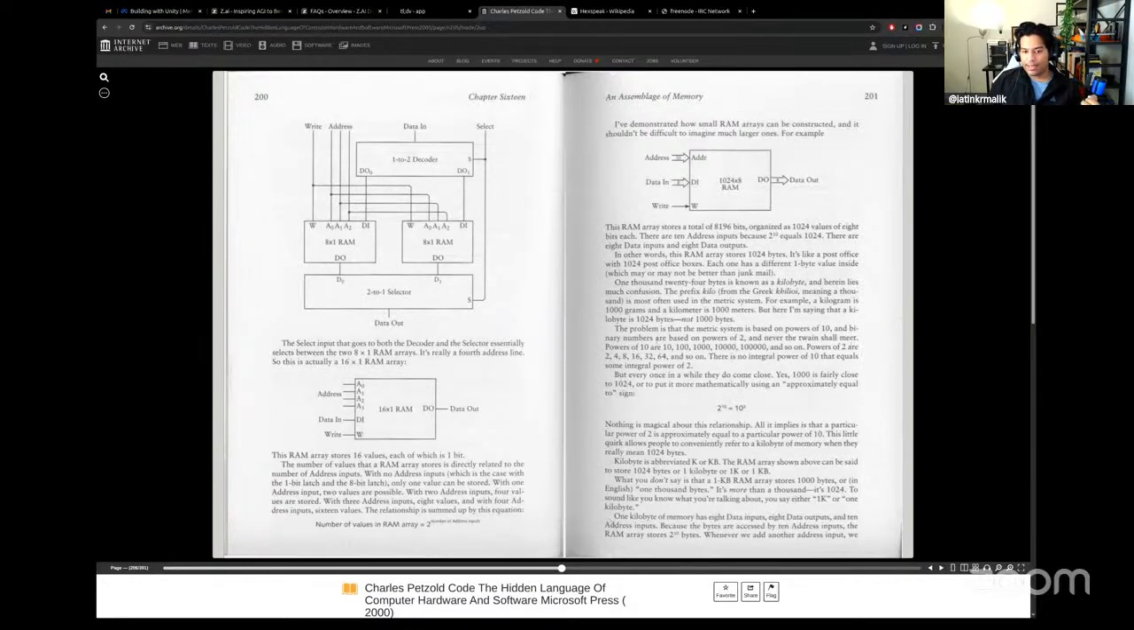The powers of ten are very simple: 10, 100, 1,000, 10,000, 100,000, and so on. Powers of 2 are 2, 4, 8, 16, and so on. There is no integral power of 10 that equals some integral power of 2, so there is no overlap ever if you keep drawing them. But every once in a while, they do come close. So 1,000 is fairly close to 1024. Or to put it more mathematically, using an approximately equal sign, we can say 2 raised to the power 10 is close enough to 10 raised to the power 3. And that is the basis of all the storage media that we use.